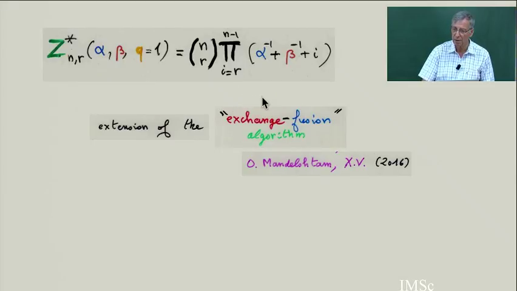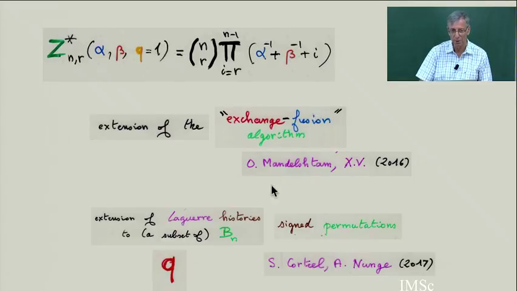But there is a problem in this extension. We have a bijection, and we can keep track of alpha and beta, but we lose the parameter q in the story. Parameter q appears in a very recent paper by Sylvie Corteel and Arthur Nunge, but only q, not alpha, beta, only q.